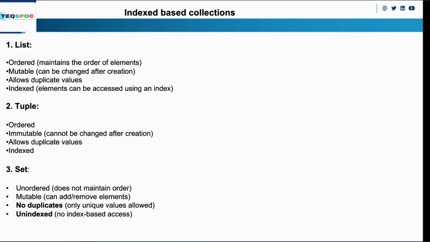Okay, now coming to the tuple. A tuple is also ordered; it maintains the original order, in the sequential manner in which I put the elements. Then it is immutable. Now there's a difference between the list and the tuple. The list was mutable, so I could add or remove any element as and when I wanted. But the tuple is immutable, meaning once I create a tuple, it cannot be changed.